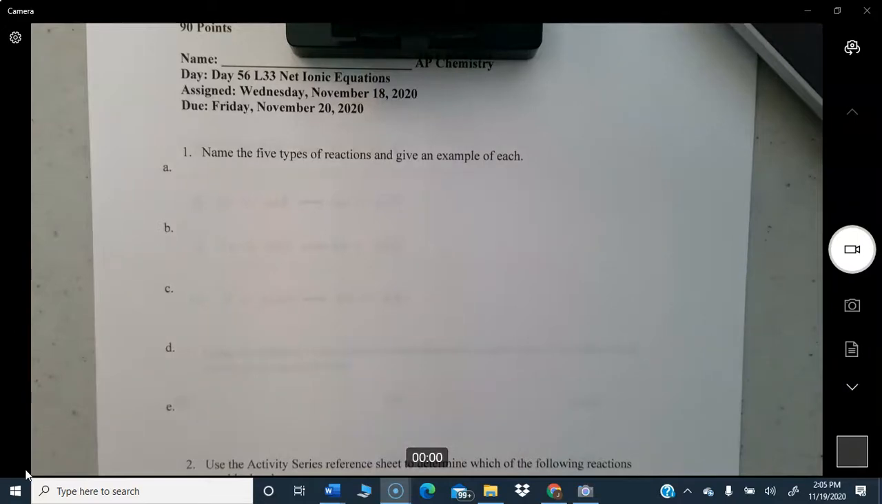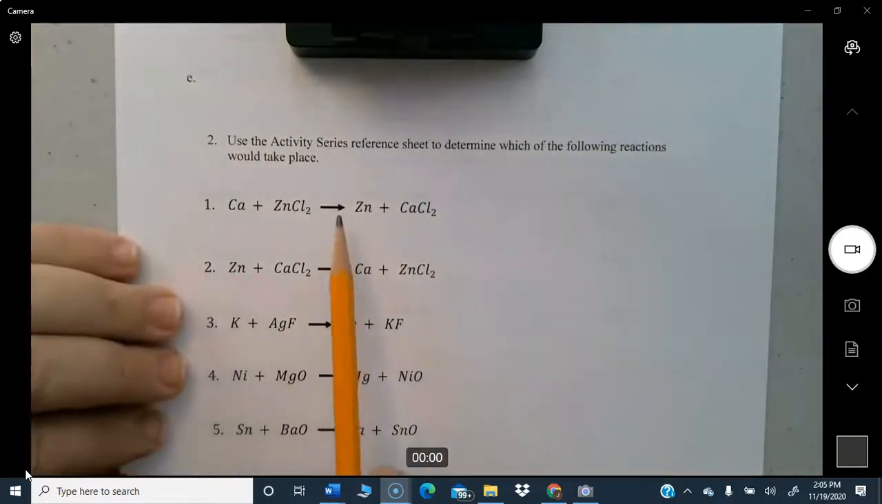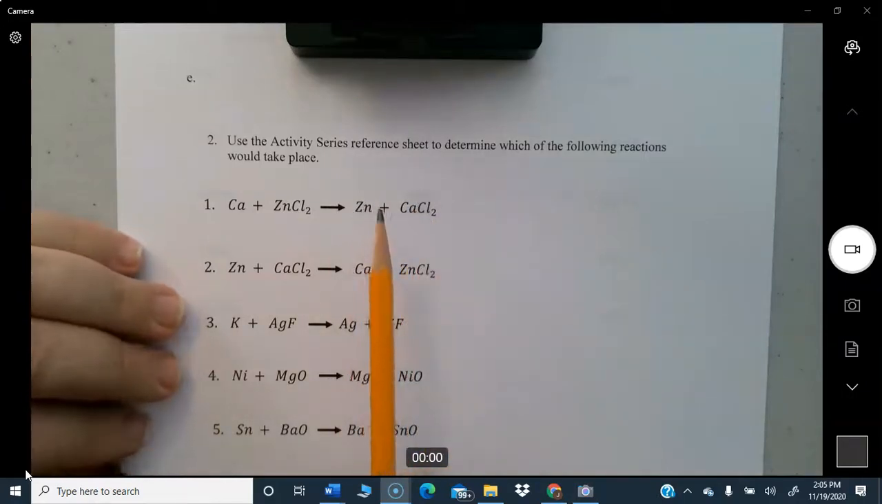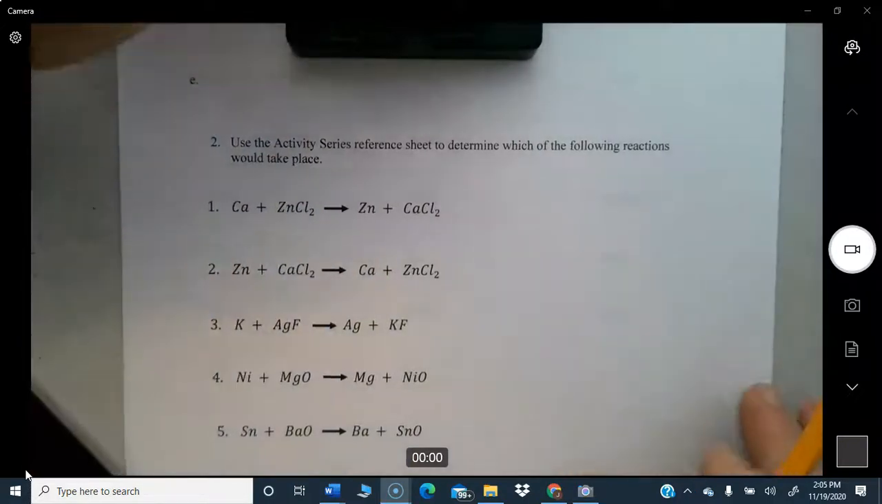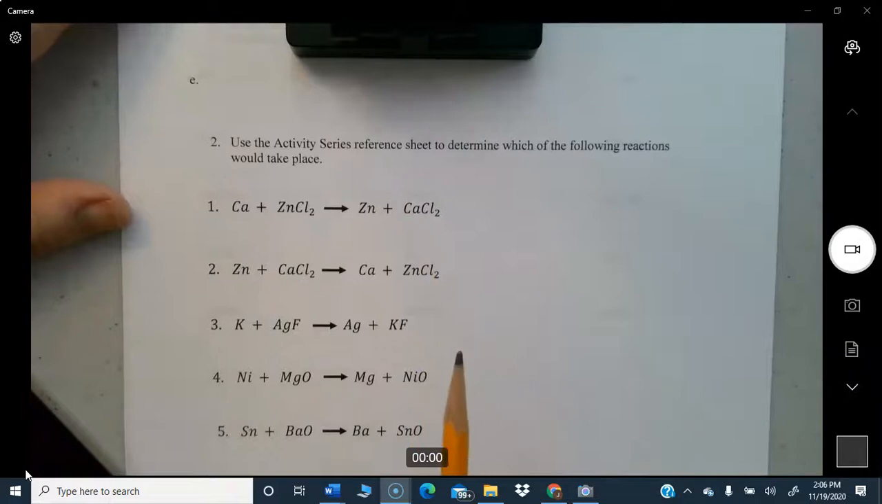Okay, so let's go ahead and get started. So you've written the 5 types of reactions. The next set of exercises is to use the activity series reference sheet to determine which of the following would take place. So these are single replacement reactions. It's one of the types of reactions up there, and you should again watch the instruction video because it explains how to do this and why this happens.